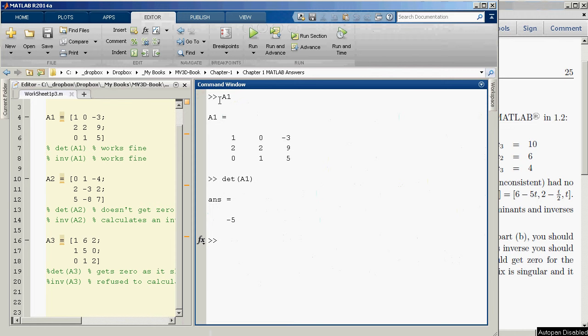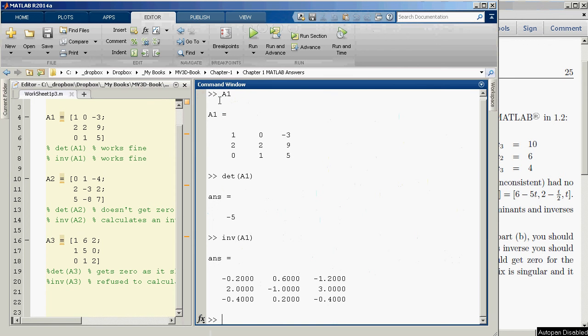Since the determinant is not 0, it has an inverse, so let's check that inverse. Inverse of A1. Perfect. No errors. Everything's fine. We can get a solution using the backslash command.